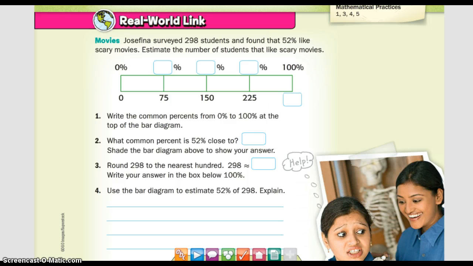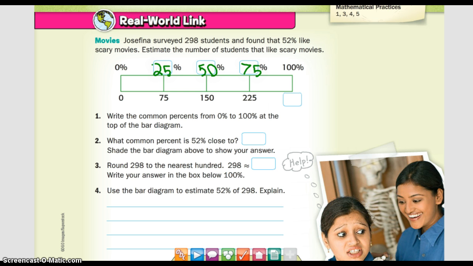Okay, real-world link. Josephina surveyed 298 students and found that 52% like scary movies. Estimate the number of students that like scary movies. Okay, so this first question is write the common percent. So 0, this being 100, and this is around half. And half of 100 is 50, so that would be 50%. And half of 50 is 25, so it's 25%. And then 0, 25, 50, that would be 75%.